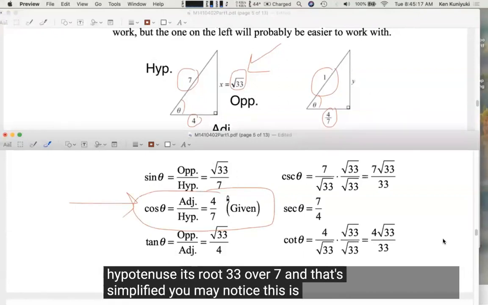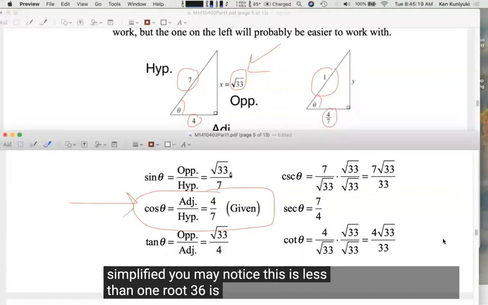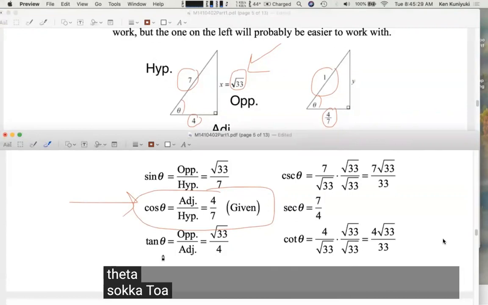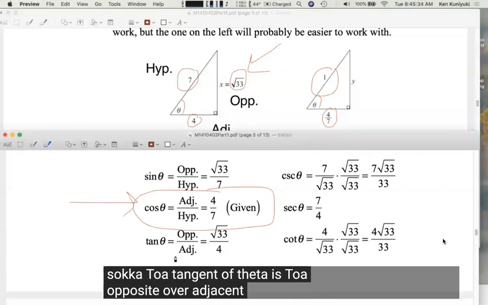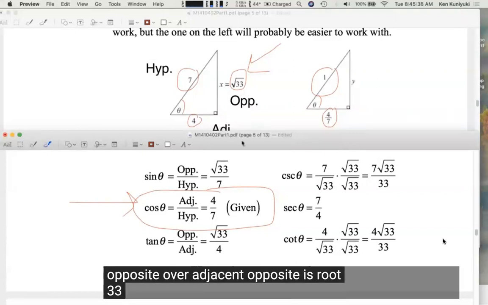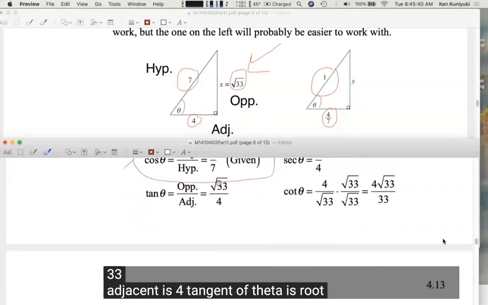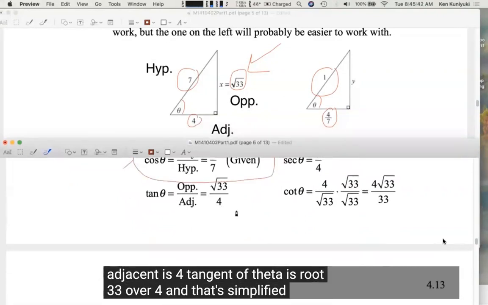You may notice this is less than 1. Root 33 is less than 7. Cosine of theta is 4/7. We made it so. Tangent of theta, Sohcahtoa. Tangent of theta is toa, opposite over adjacent. Opposite is root 33, adjacent is 4. Tangent of theta is root 33 over 4, and that's simplified.